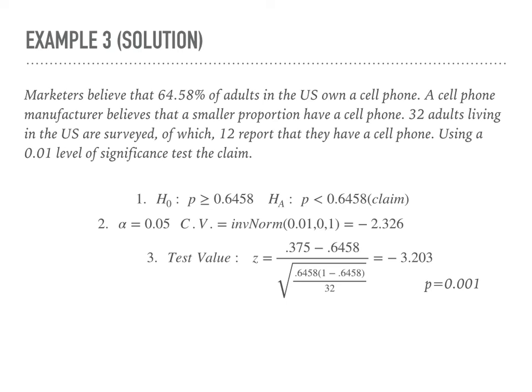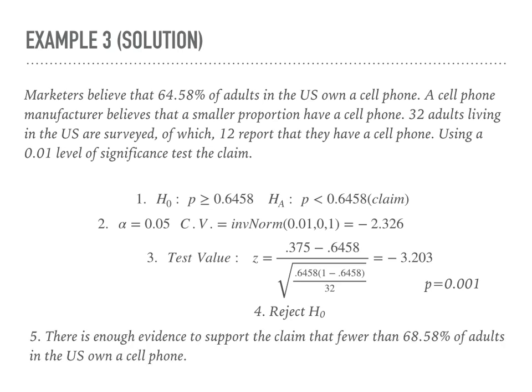You would see, if you were to draw a picture, that your test value is in the tail area. You can also compare alpha and p and see that alpha is greater than p. This leads you to the decision to reject the null hypothesis. Thus, there is enough evidence to support the claim that fewer than 64.58% of adults in the U.S. own a cell phone.